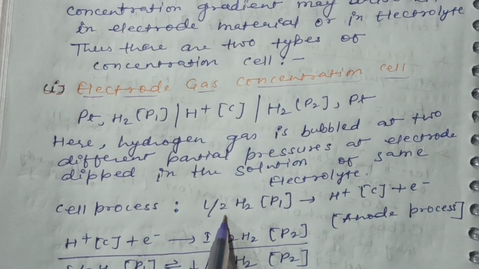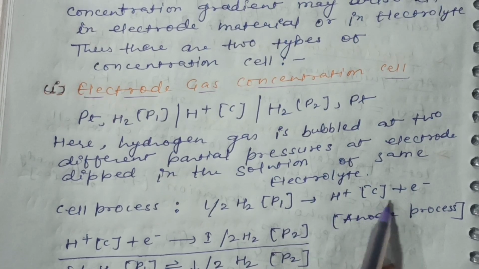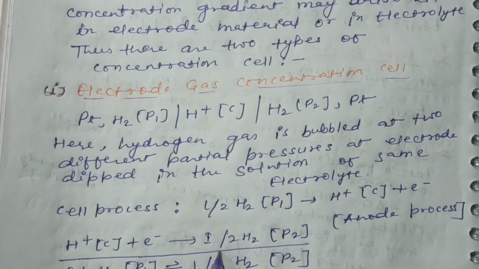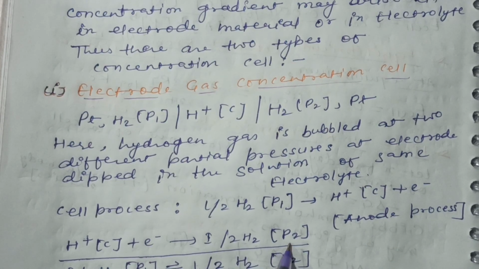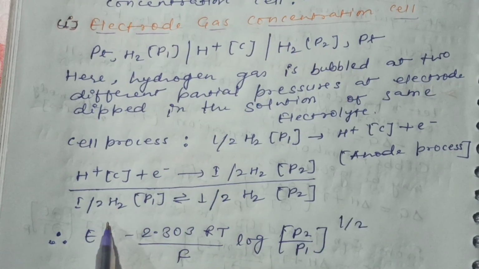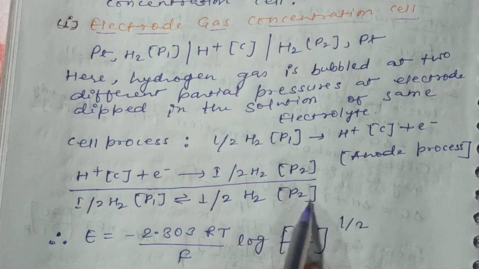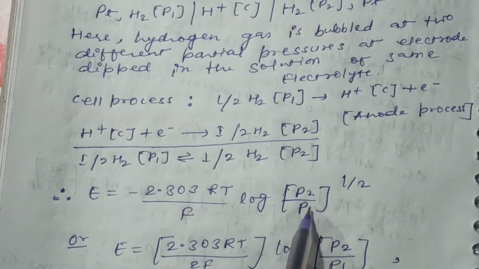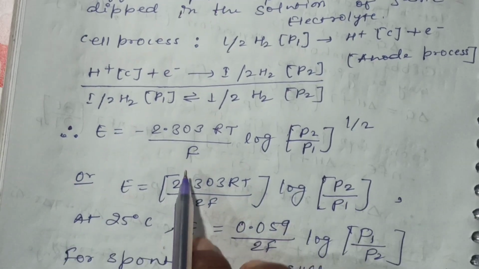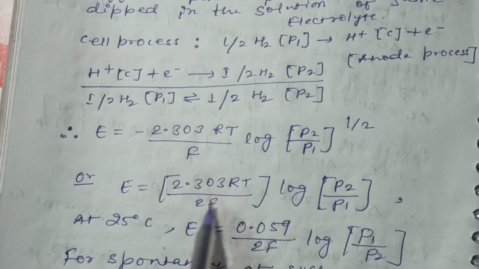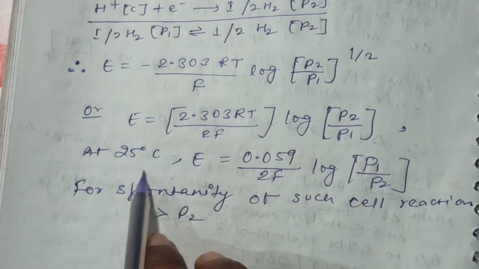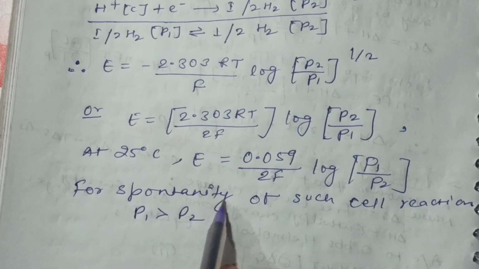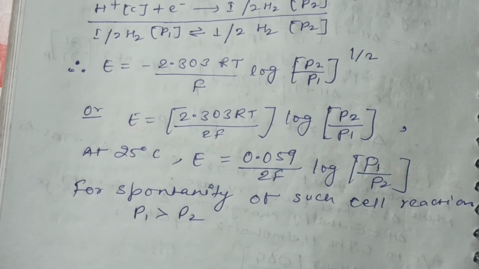Cell process. Anode process: 1 upon 2 H2 (P1) goes to H plus (C) plus e minus. Cathode process: H plus (C) plus e minus goes to 1 upon 2 H2 (P2). Overall: 1 upon 2 H2 (P1) equilibrium 1 upon 2 H2 (P2). E is equal to minus 2.303 RT upon F log (P2 upon P1) to the power 1 upon 2. E is equal to 2.303 RT upon 2F log P1 upon P2. At 25 degrees Celsius, E is equal to 0.059 upon 2 log P1 upon P2. For spontaneity of such cell reactions, P1 is greater than P2.